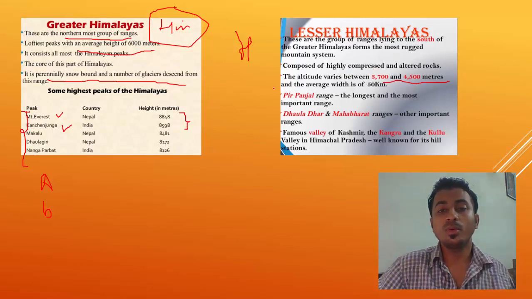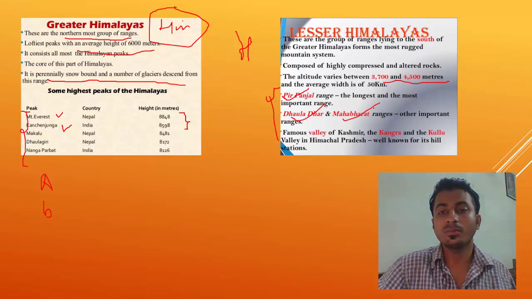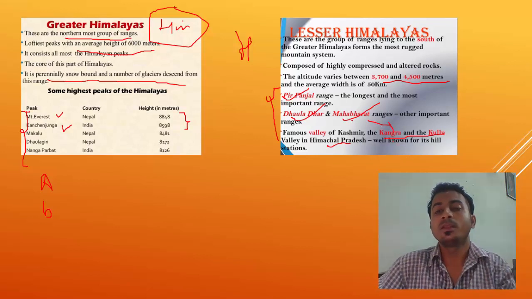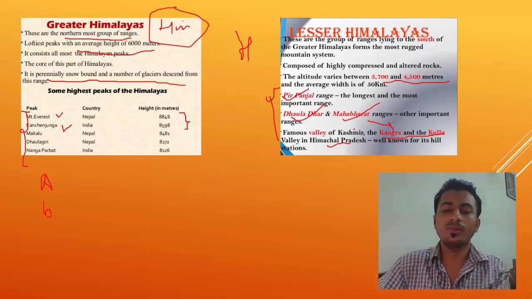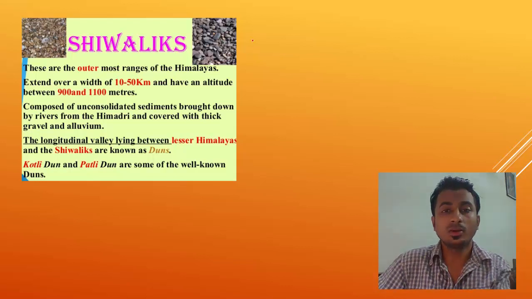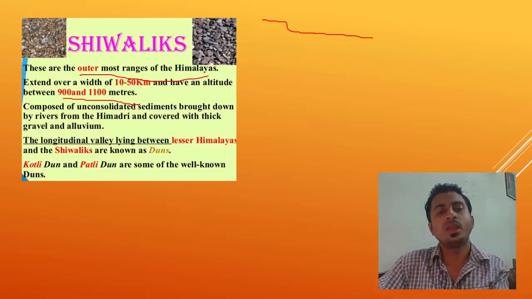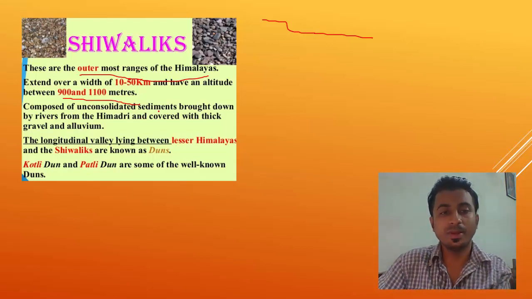You need to remember a few of the ranges in Himachal, which are Pir Panjal, it is in Himachal Pradesh, then Dhauladhar, Mahabharat is in Nepal, then Kangra Valley, Kullu Valley in Himachal Pradesh, you know Kullu Manali, and Kangra Valley, then Kashmir Valley. All these are part of Himachal. Now the lowest part of the Himalayas, the Shivaliks, are the least tall and are known as the outer Himalayas. Their average altitude is 900 to 1100 meters only, and they are mostly composed of sediments.